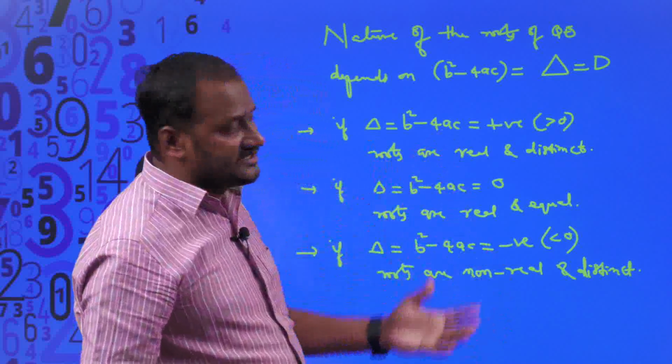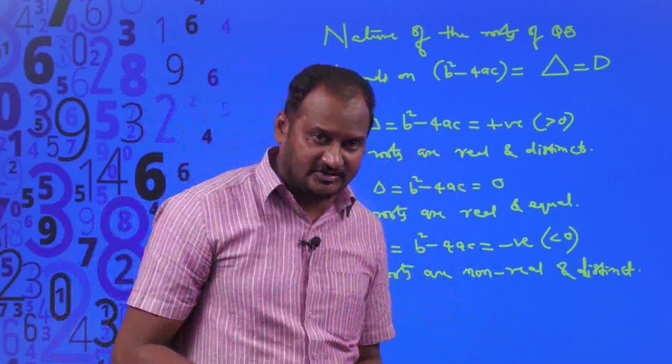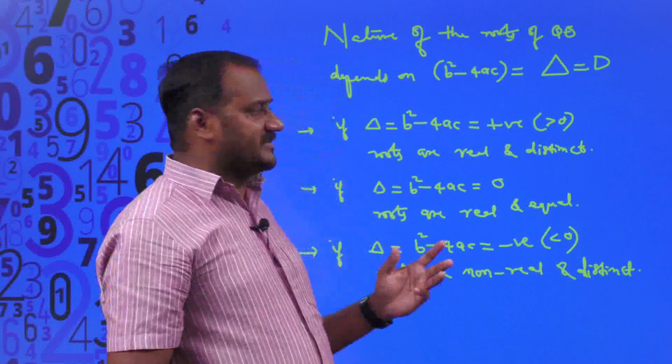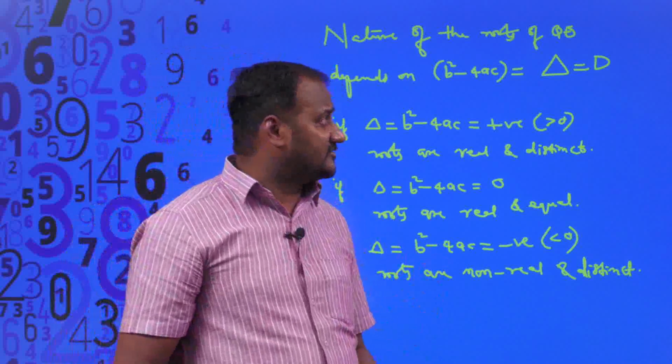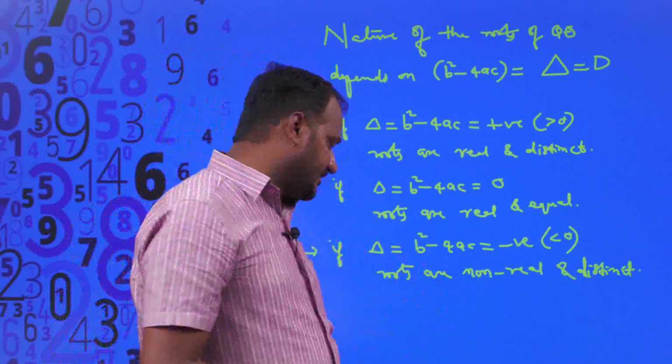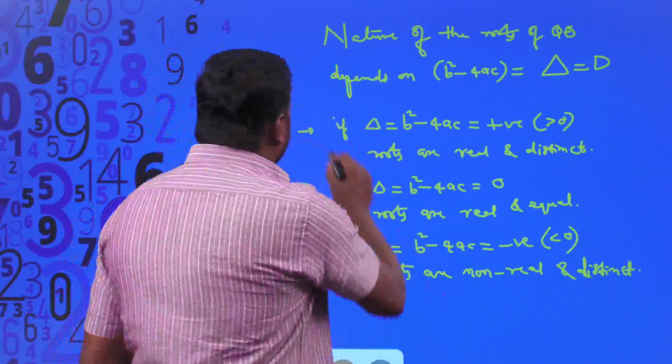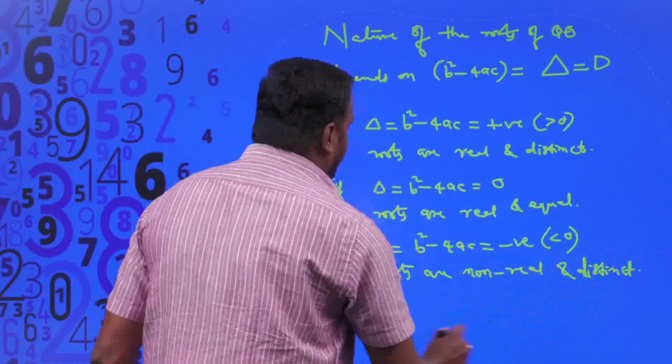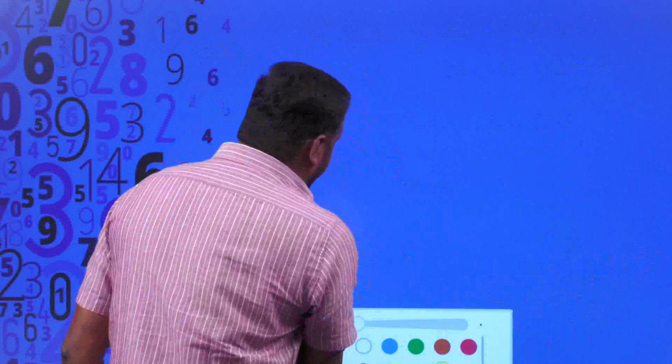So according to this, you can easily figure out the nature of the roots of a quadratic equation. Let's have some examples and discuss the nature of the roots of a given quadratic equation. Each quadratic equation has roots, but you will have to conclude whether that particular equation has real and equal roots, real and unequal roots, or complex roots.